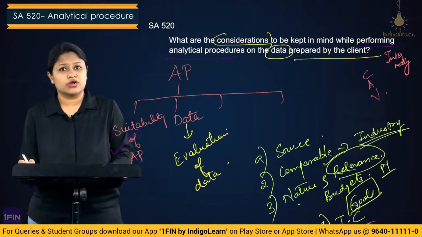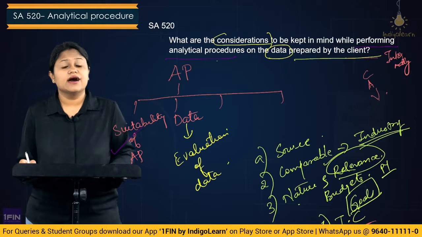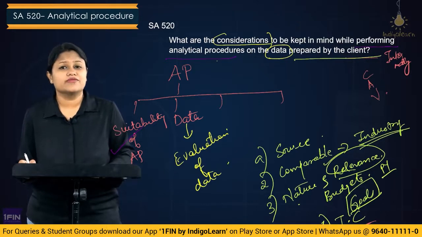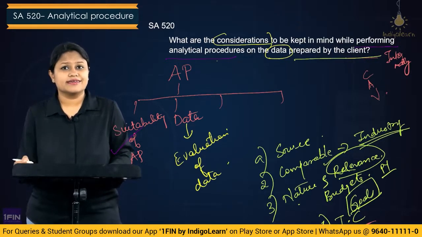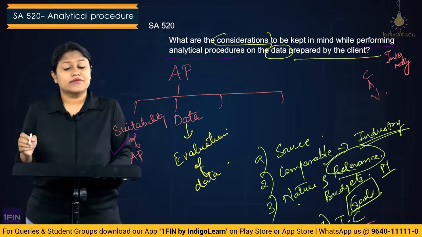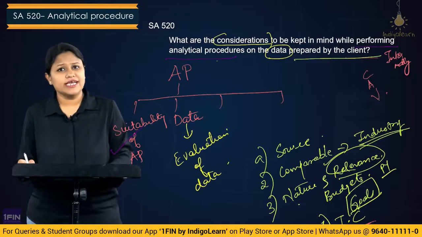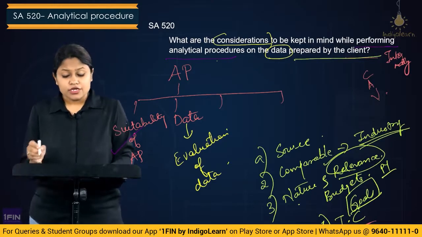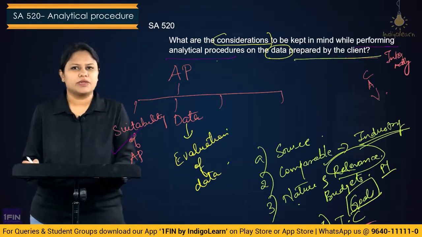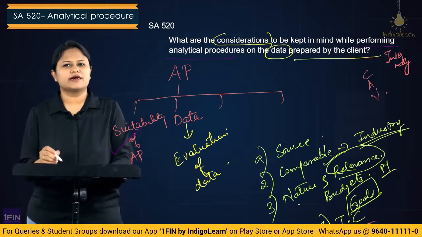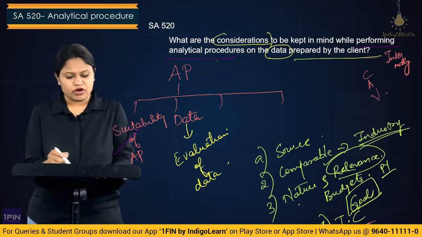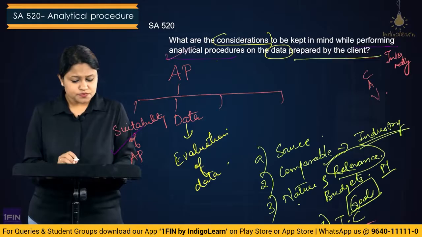Internal control with regard to what? The completeness of data, accuracy of data, validity of data, the person who is maintaining it, whether review is properly done or not, whether recording is properly done or not, all of this has to be first ensured. If yes, we will be using the data. So these are all the considerations that you keep in mind when you are going to use the data which is prepared by the client for the performance of your analytical procedures.